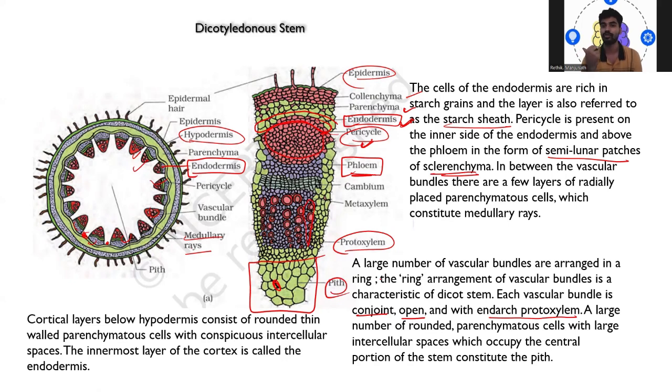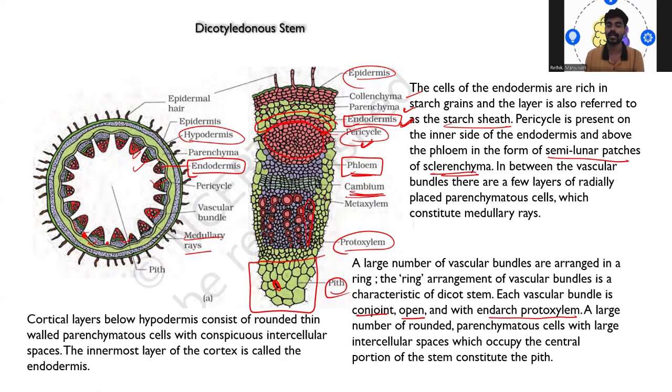The first point was about the epidermis. Then after the epidermis, between the epidermis and pericycle, there are three zones: collenchyma, parenchyma, and endodermis. After the endodermis, the pericycle comes. The pericycle lies below the endodermis and above the phloem region. After that we also have the cambium, where secondary growth happens. There, obviously, cambium will be observed, and it will be absent in the monocot plant anyhow.